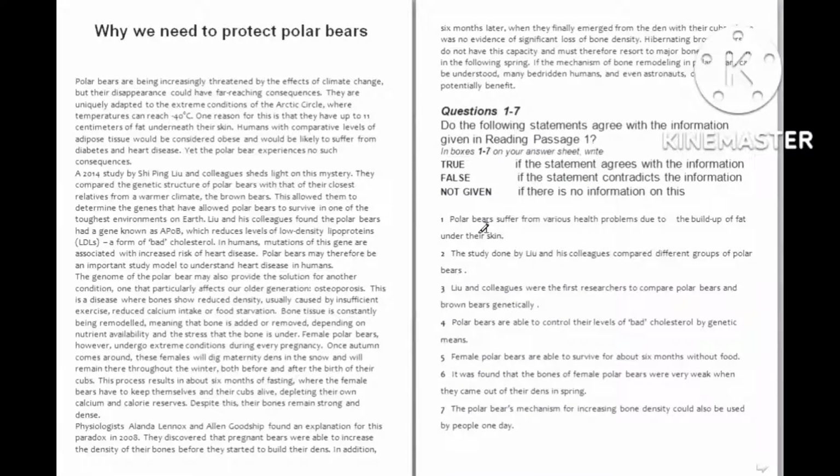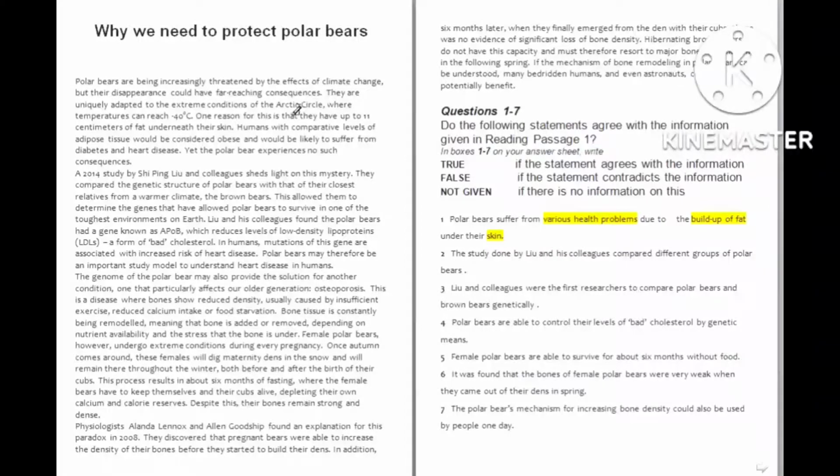The first question is, polar bears suffer from various health problems due to a build up of fat under their skin. We underline the keywords: various health problems, build up of fat, under their skin. Now with the help of these keywords, we find the information in the first paragraph, because with the help of keywords we find the information very quickly. So we adopt the scanning and skimming technique.